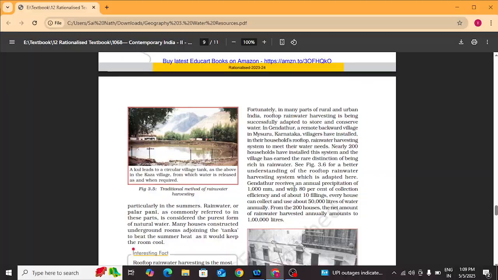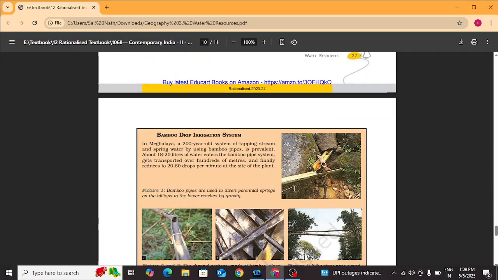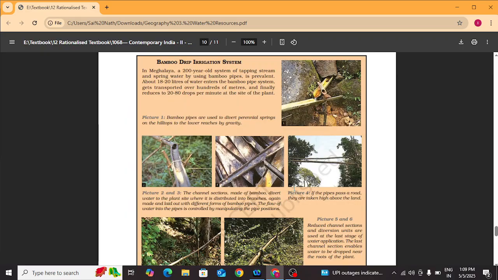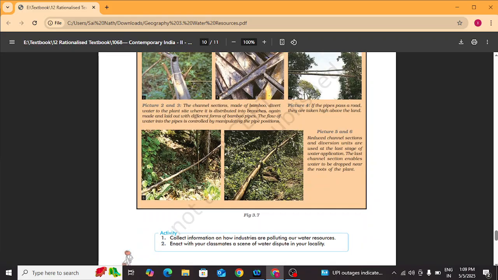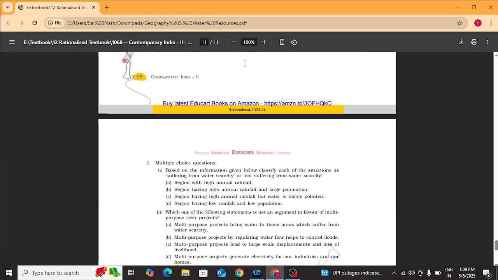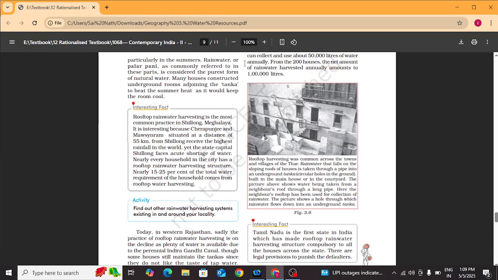Okay, moving on. This is also a very interesting part, the bamboo drip irrigation system, that is mostly built in bamboo-rich areas, that is our northeastern states. See how they have made ingenious use of bamboo. So this chapter is done.